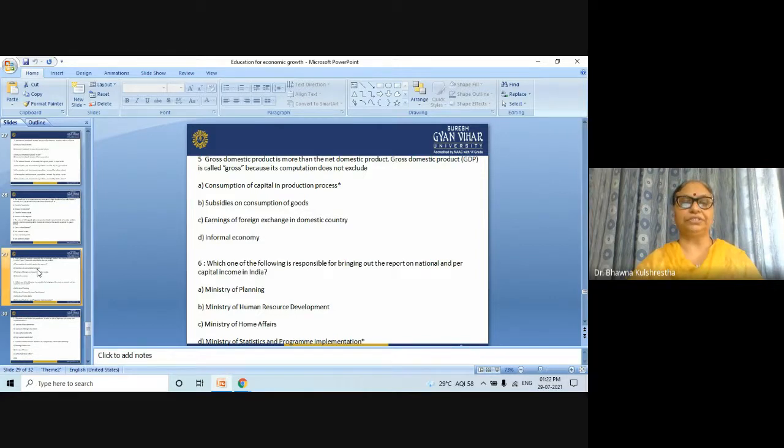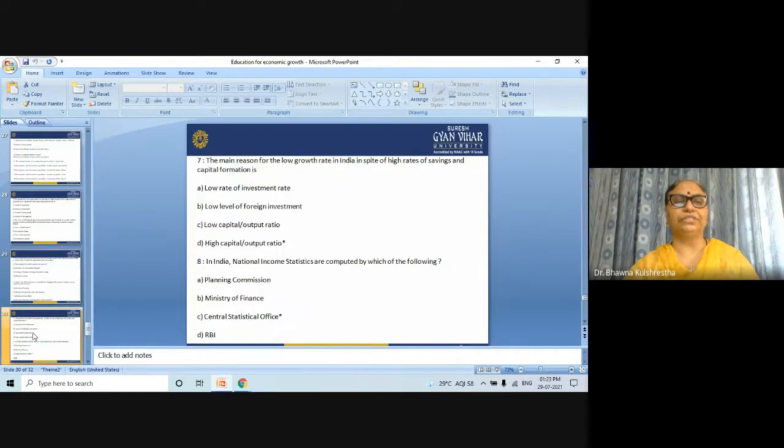And the next question: which one of the following is responsible for bringing out the report on national and per capita income in India? Ministry of Planning, Ministry of Human Resource Development, Ministry of Home Affairs, or Ministry of Statistics and Programme Implementation. The answer to this question is Ministry of Statistics and Programme Implementation.